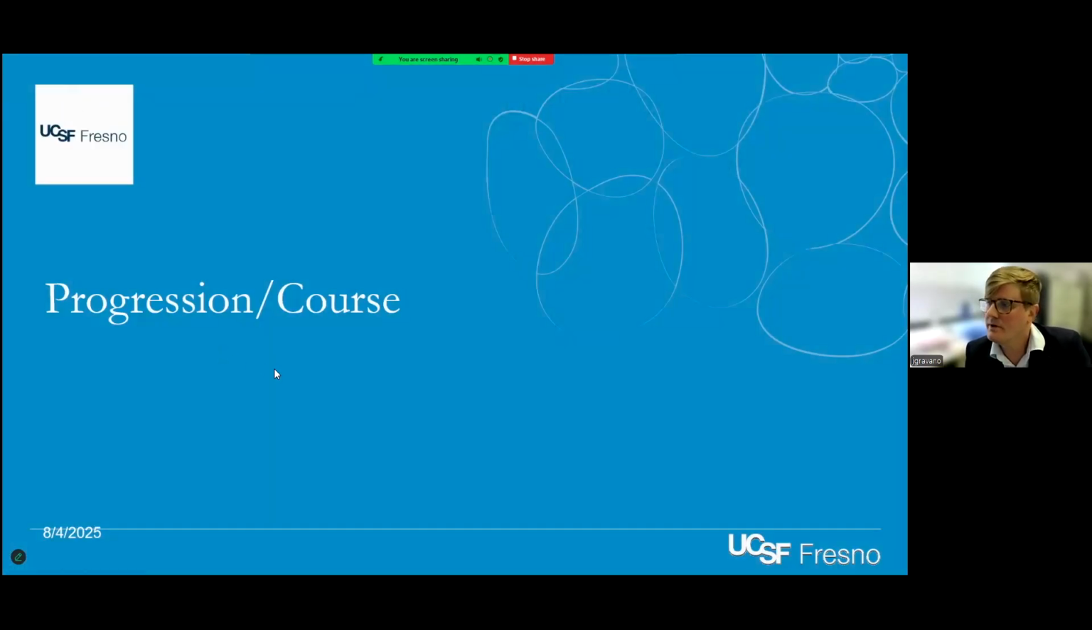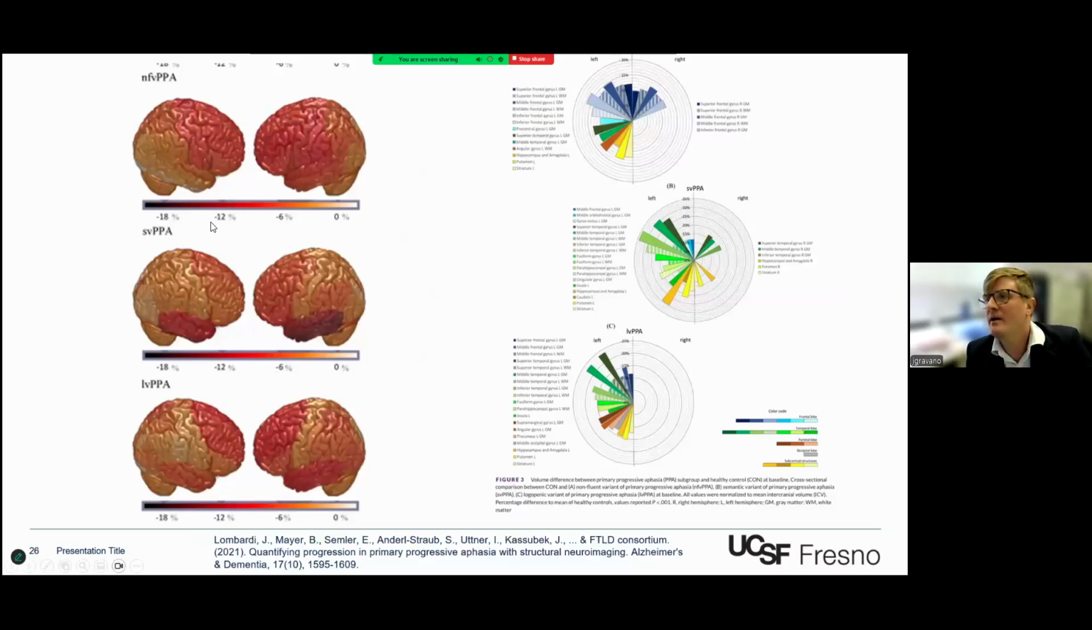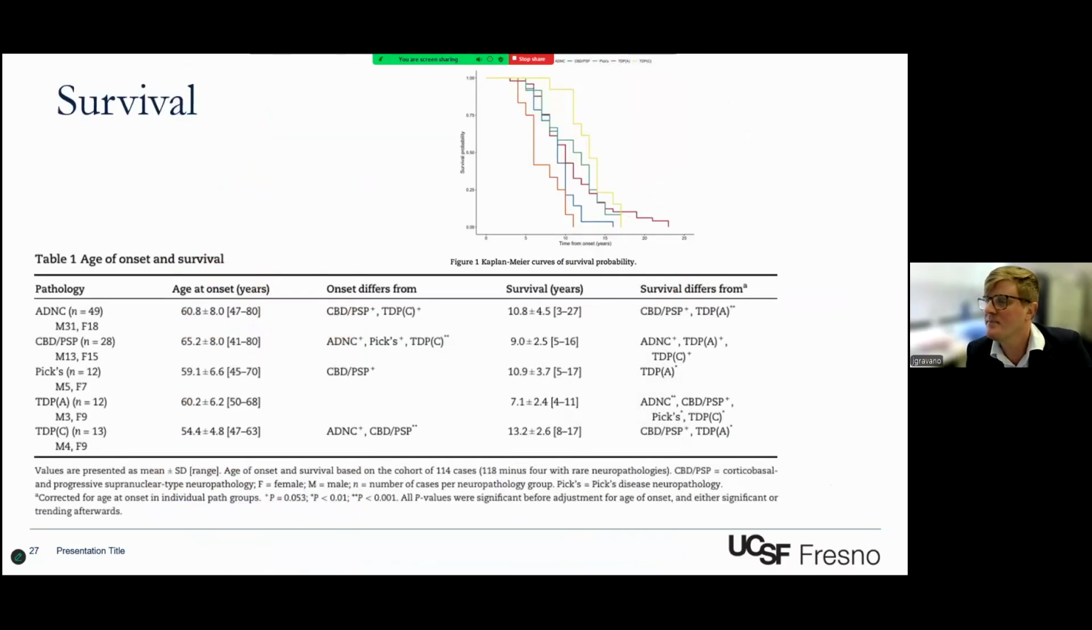Okay, what do we know about course? Non-fluent primary progressive aphasias tend to progress within the frontal lobes. Broadly, you can see here, semantic tends to progress primarily in the temporal lobes, and then logopenic tends to progress more broadly across different heteromodal spaces. So you can see this again across different cohorts, but depending on the time of sampling of the change, it can be harder to see.